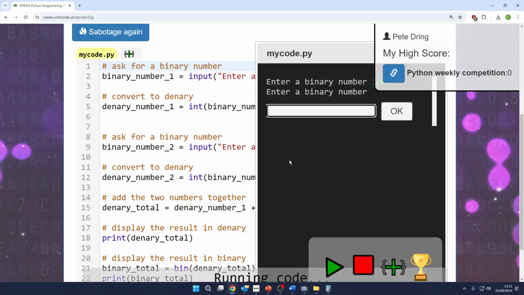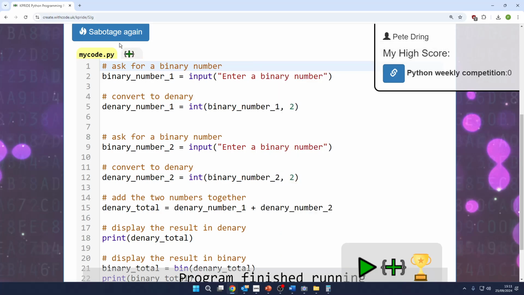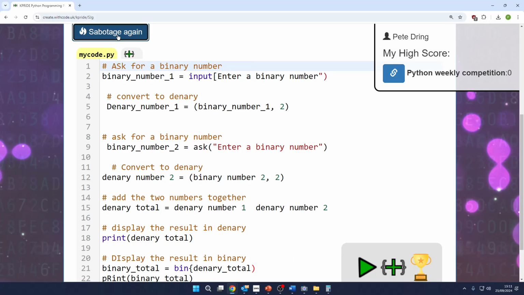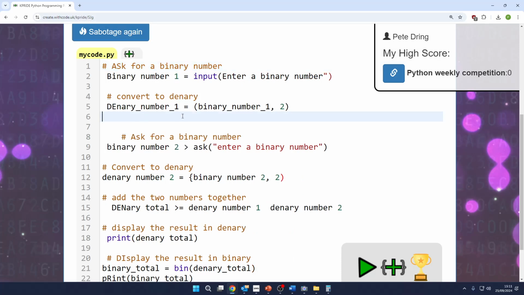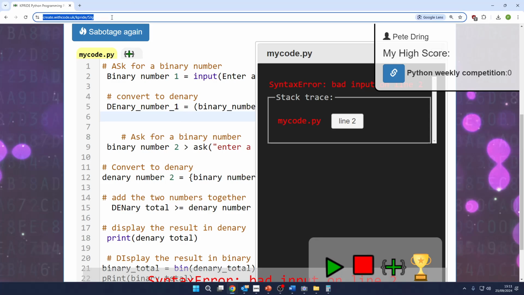Let's see, 1000 plus 1001. Is that correct? I don't know. Has it been sabotaged? Check your debugging skills, please. I will share this link with all of you now.